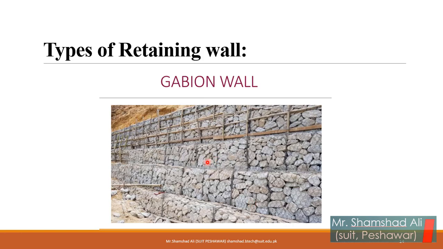The gabion wall is most common in the hilly areas, at the side of rivers and streams where they are installed. This is basically made up of stone and wire mesh. First the wire mesh is made, and then it is filled with the stones, and then it can form a gravity wall. Basically, it is built up step by step.